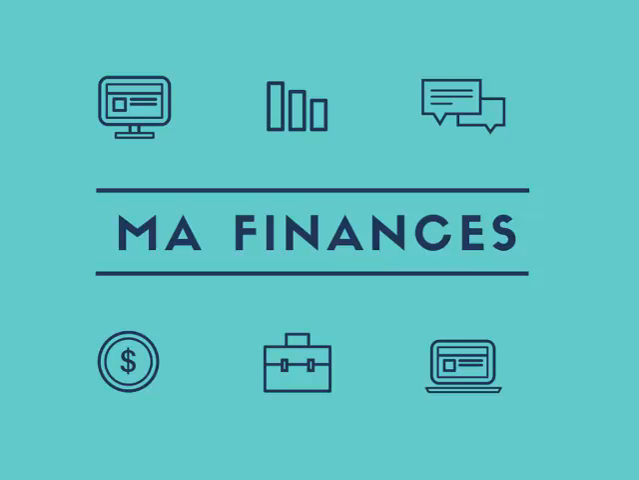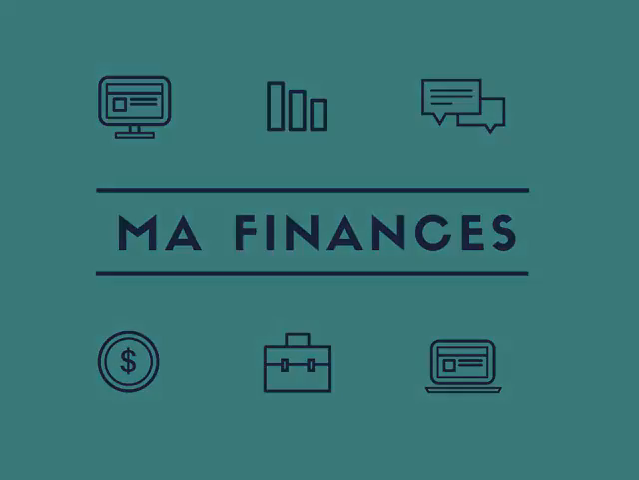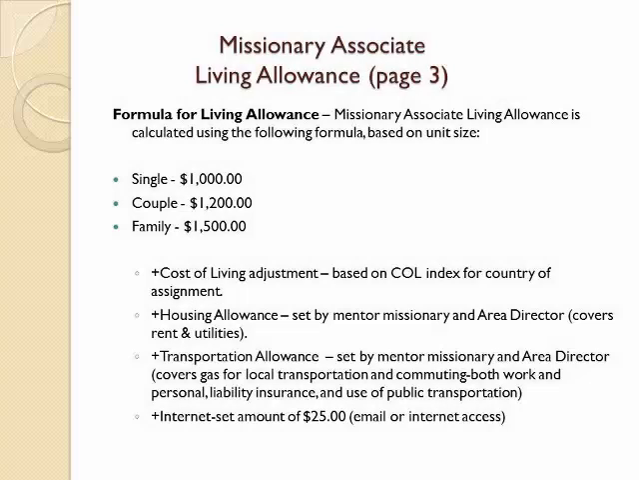I'm going to turn to page 3, and we're doing the missionary associate living allowance. As you can see, a single person will have a $1,000 allowance, a couple gets $1,200, and a family gets $1,500. Of course, the cost of living is a factor depending on what country you're going to, and there's a housing allowance that's added to your income depending on where you're going, what kind of housing can be established for you, and what kind you're going to have to pay, depending on what area of the world you're in.